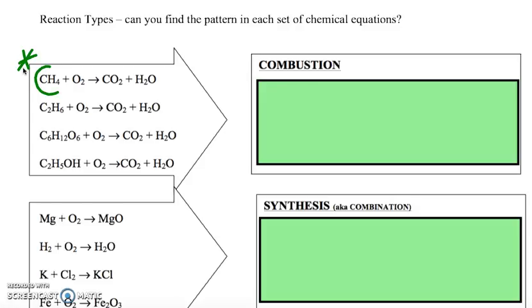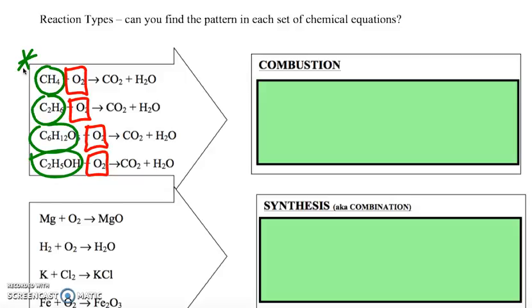What we see here, one of the reactants is always a hydrocarbon. That's a compound that contains carbon and hydrogen, and sometimes some other things like oxygen, as we see here. But what you should notice here is that every single one of these reactions has oxygen as a reactant. Combustion is effectively when something burns. Things cannot burn if they do not have oxygen, so you have to have oxygen as a reactant.